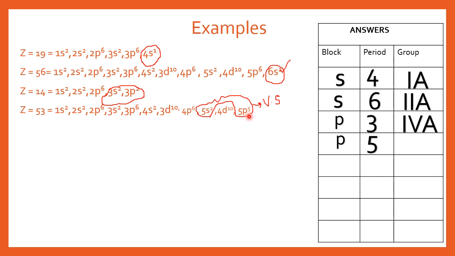And the sum of the electrons present in the valence shell, 2 in s and 5 in p, so 5 plus 2 means 7. It means this element belongs to group 7A.